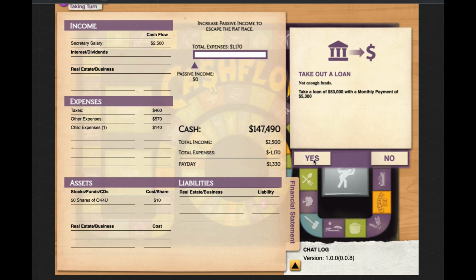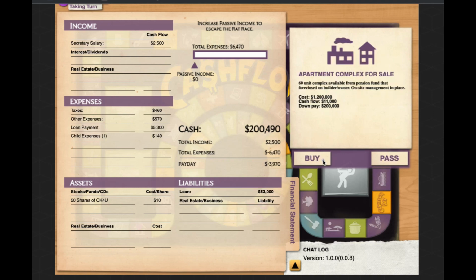If I buy this, I'll have to take out a loan that's $5,300. But the cash flow is $11,000. Okay? So I'm actually, even though I'm taking out a huge loan, I should be able to get out of the rat race. So we'll say yes, we'll take out the loan.